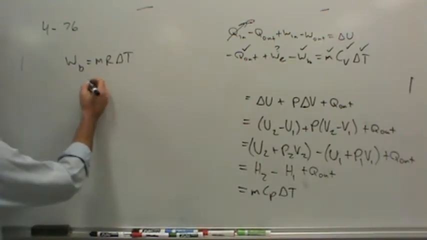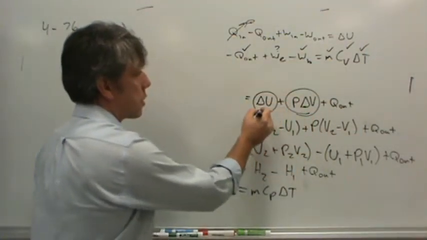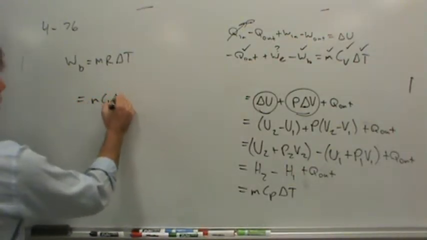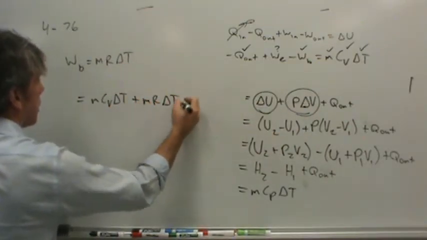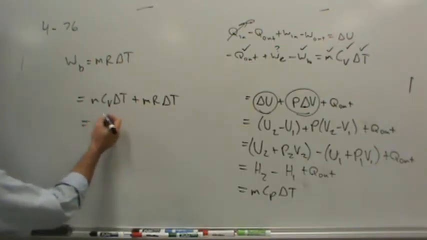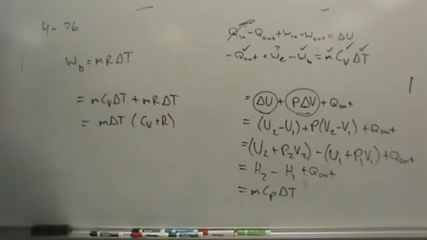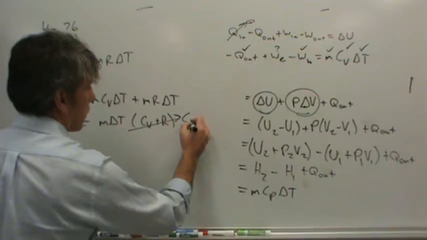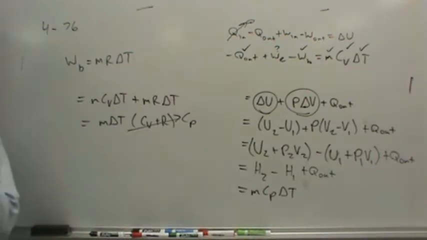If we were to add the boundary work, which is this term, to the internal energy term, what we would get is something like this. We'd have MCV delta T plus this we decided could be MR delta T. So this is M delta T multiplied by CV plus R. What is CV plus R? You remember? It's CP, yes, the other one. And so you end up at the exact same place. Now I've stopped writing the Q out, but you see how that would continue through the equation.